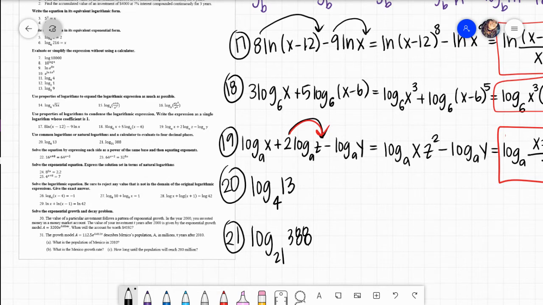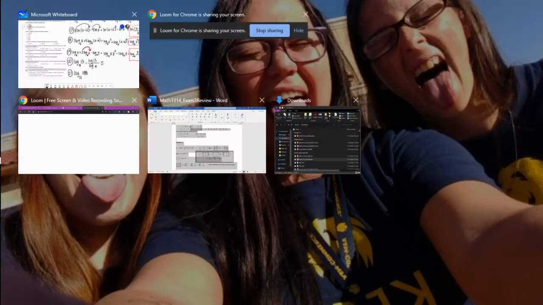Because of that, what I need to do is use the change of base formula, which, if you remember, is you take the log of your big divided by the log of your little. My big number is 13, my little is 4. Here, my big number is 388, my little is 21. So we're going to take log of 13 and divide it by log of 4. Then we're going to get an approximate answer. It tells me to evaluate to 4 decimal places.